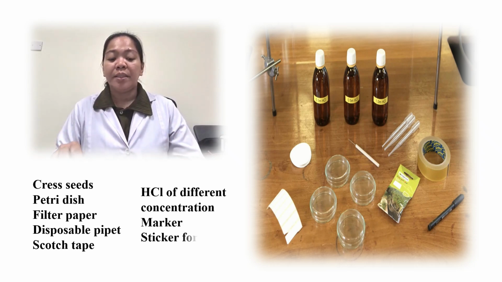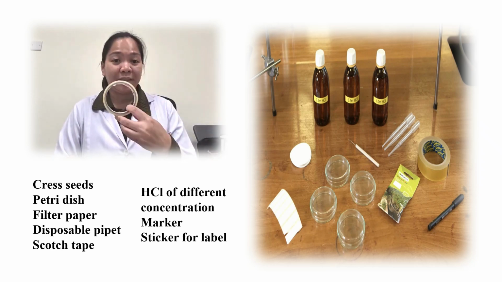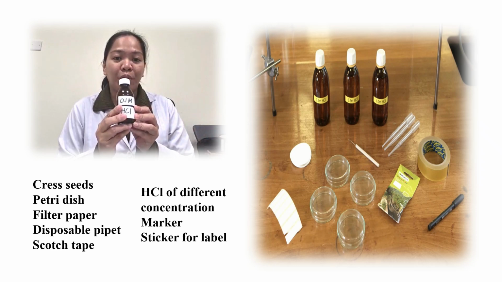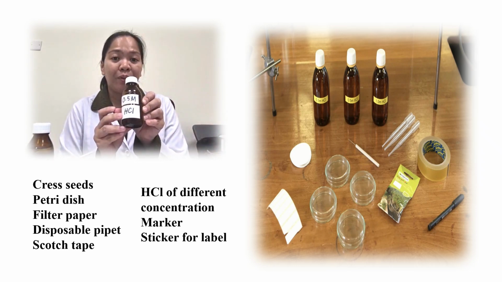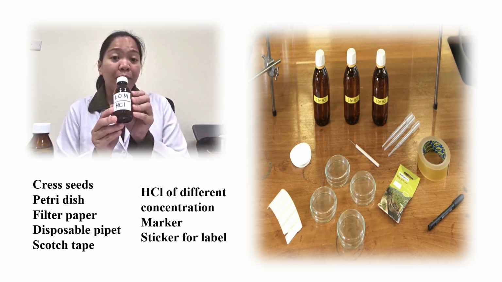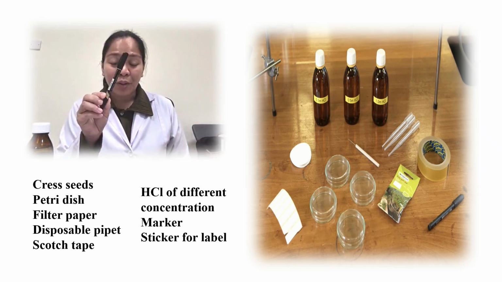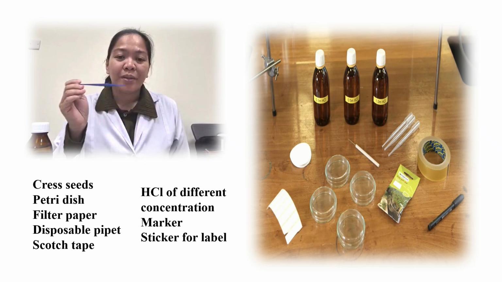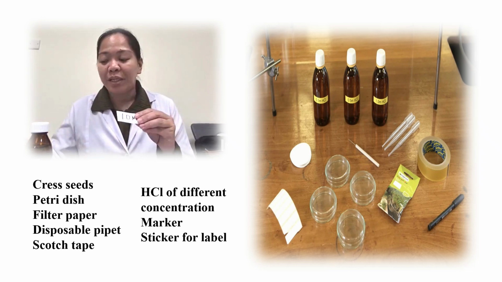We also need some disposable pipettes, Scotch tape, 0.1 molar hydrochloric acid, 0.5 molar hydrochloric acid, and 1 molar hydrochloric acid. We also need a marker, a pin to separate the seeds, and some stickers.